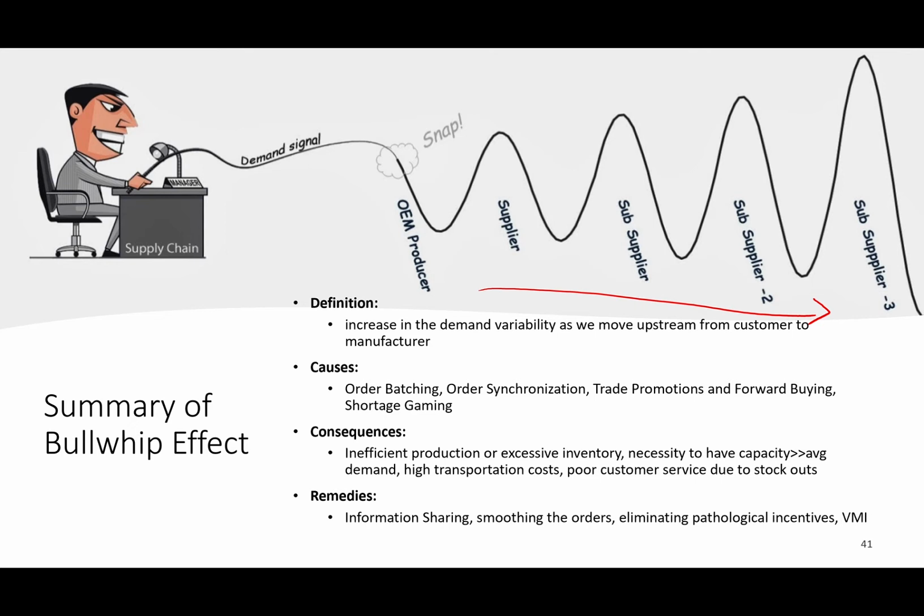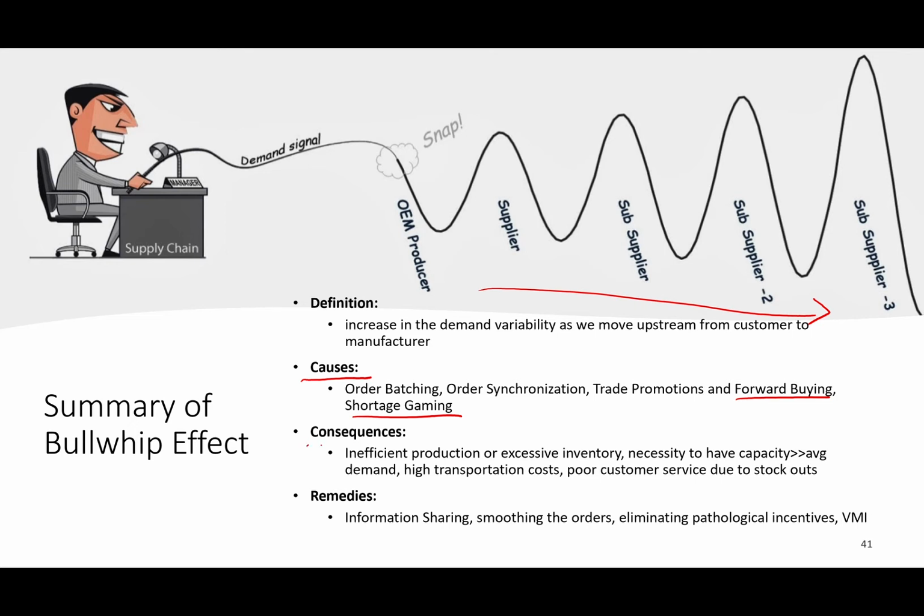Now, we looked at some of the causes of bullwhip effect. We saw order batching, synchronization, trade promotions like buy one get one or 20% discount. These kind of things lead to forward buying behavior, and then we also saw this idea of shortage gaming. So these are some of the causes of bullwhip effect. So make sure that you understand all of these causes and why they cause bullwhip.